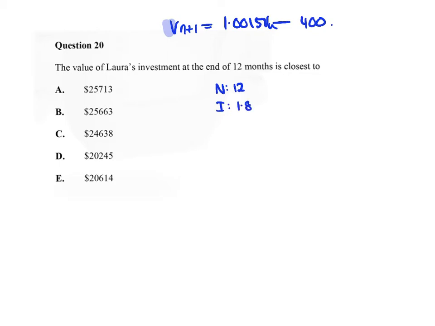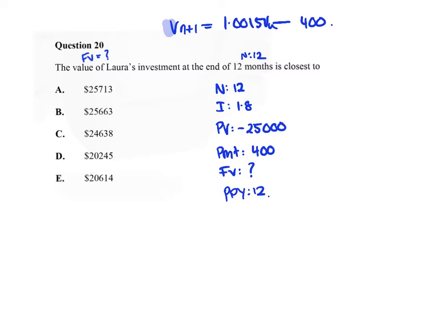Interest rate was 1.8. PV, because it's an investment, was negative 25,000. Payment, so she was getting those payments. So for finance solver, it's actually a positive number. FV is the question. So the final value at that time is the question. So PPY is 12. So if I'll pause that and put it in, okay, so we get 20613.9. So we're going to say closest to E is the answer.